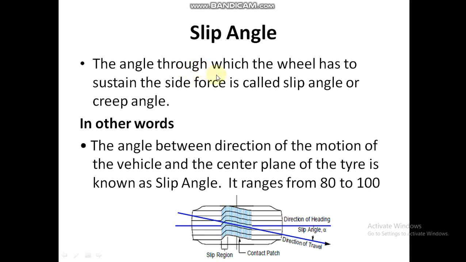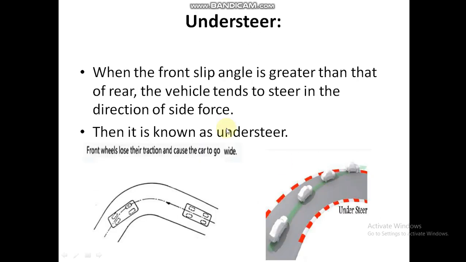The angle through which the wheel has to sustain the side force is called the slip angle, or it is also called the creep angle. In other words, it is the angle between the direction of motion of the vehicle, this diagonal, and the center plane of the tire, this horizontal. The angle between these two directions is called the slip angle, and it is typically 8 degrees to 10 degrees. 8 degrees to 10 degrees, not 80 to 100.